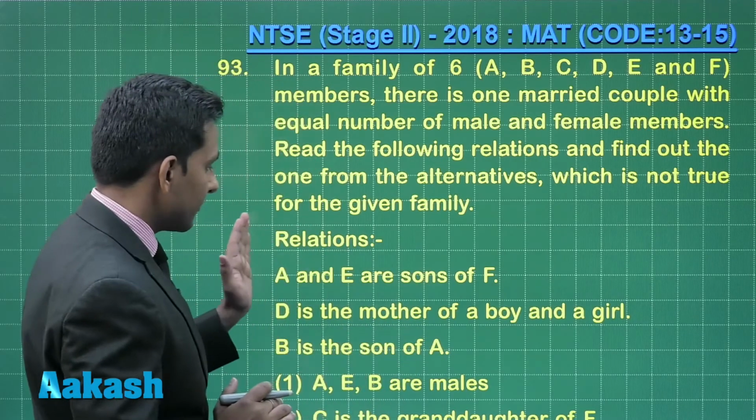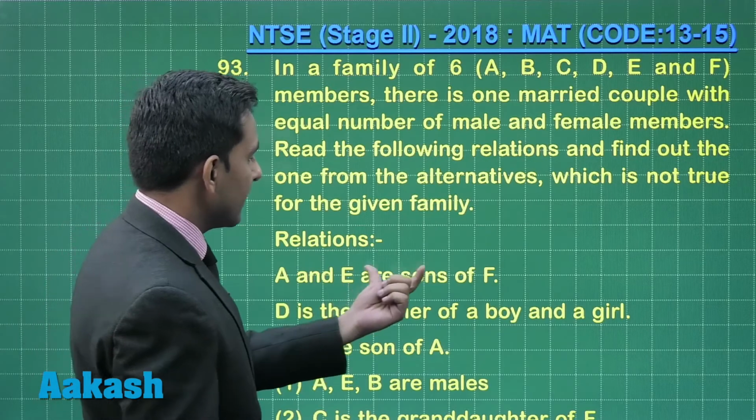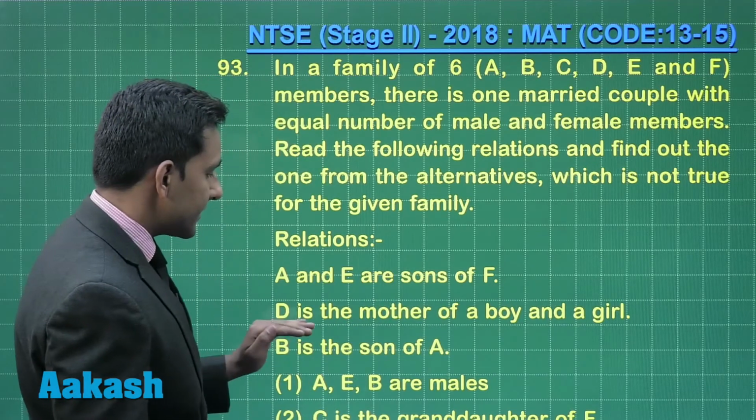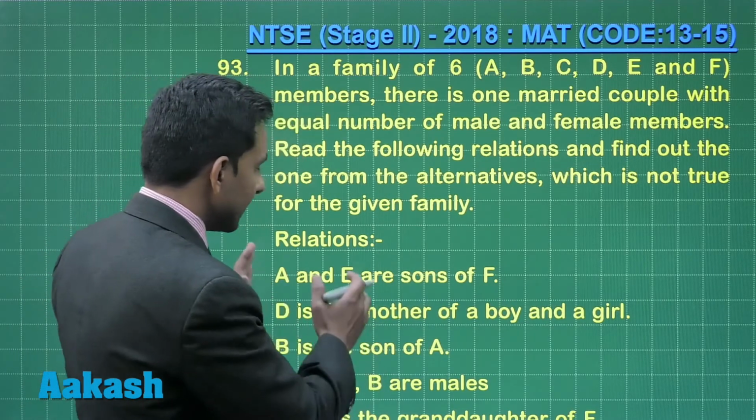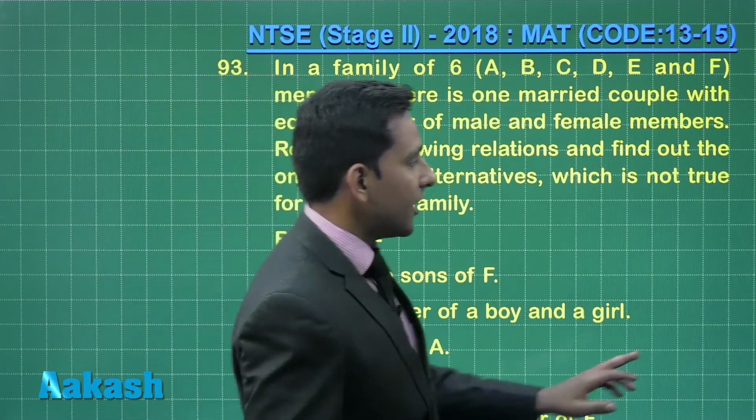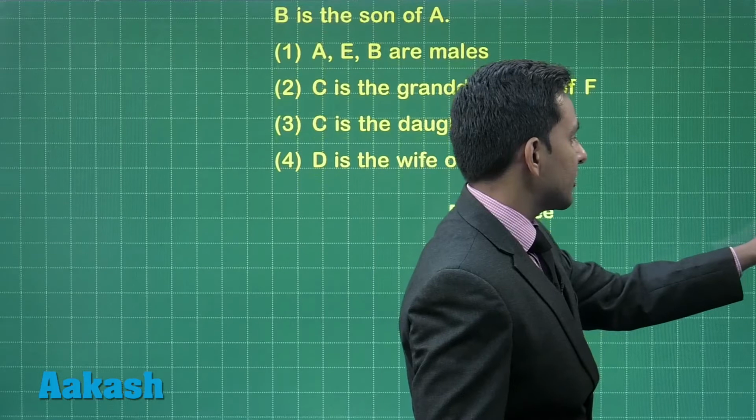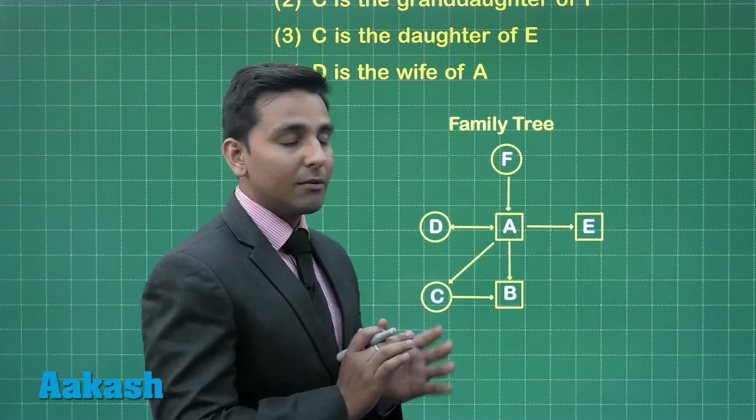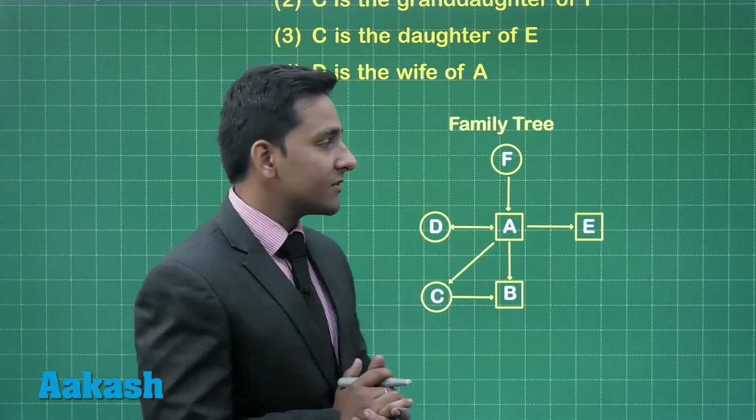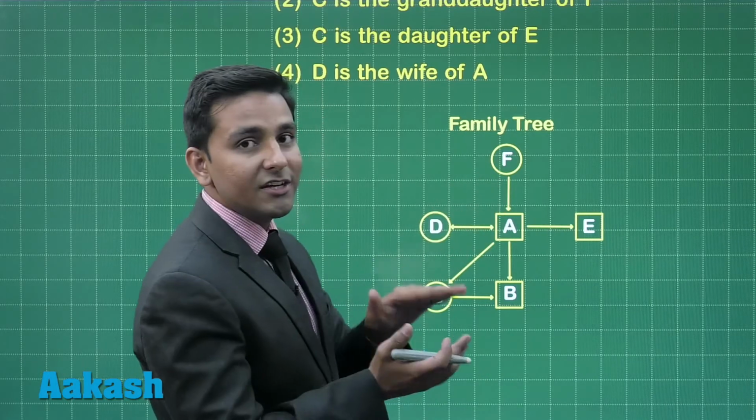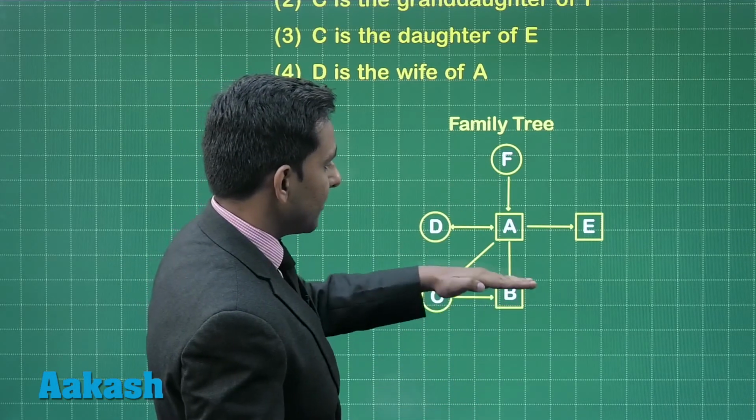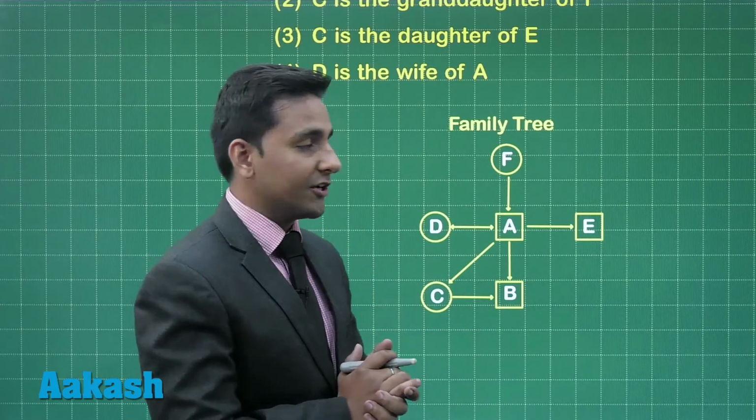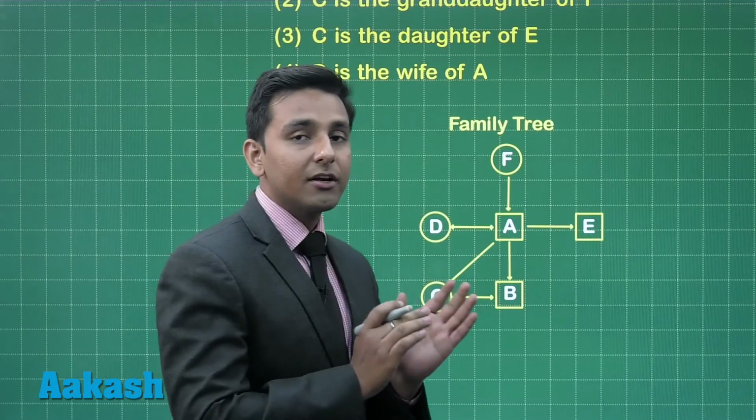So here let's move to the relations. Here we have A and E are sons of F. Further we have D is the mother of a boy and a girl. B is the son of A. Now let's represent the given relations using a family tree. So here we have the family tree that represents the given relations of the family members. We can see that the circle represents a female person, the rectangle represents a male person and the arrow represents the generation gap. That means the generation gap between A and B is one generation, and F and A also have one generation gap. Here this double arrow represents husband and wife.